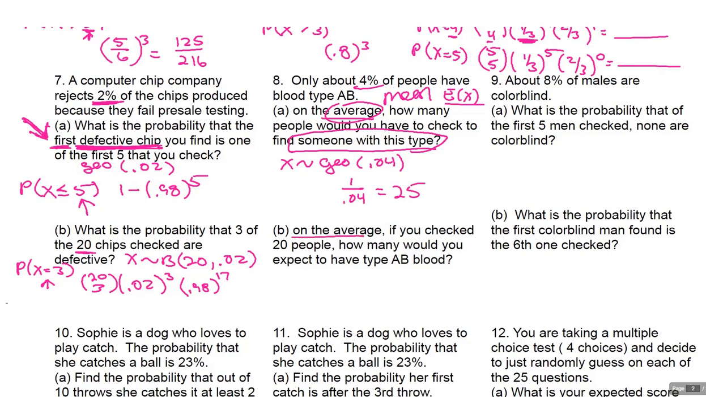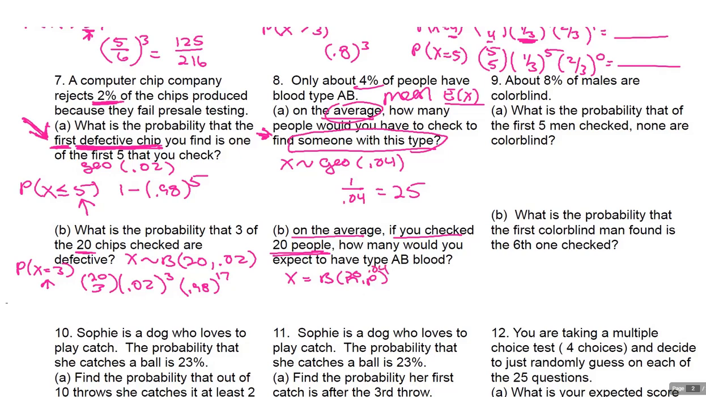Now, look at this one. On the average, if you checked 20 people, how many would you expect to have this blood type? Notice in this case, and again, this probably should be worded a little bit better, the previous question is how many people before you find the first person with this type. That should be number 8. In the second one, it just says how many out of 20 would you expect? What kind of distribution is this? That would be binomial, right? And 20 is n, and p is 0.04.